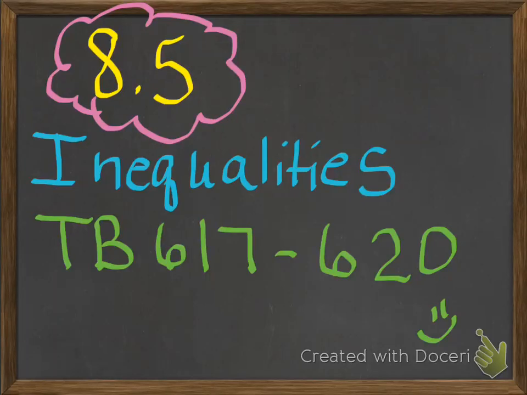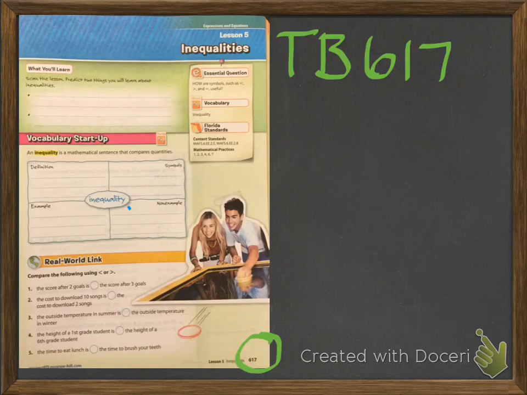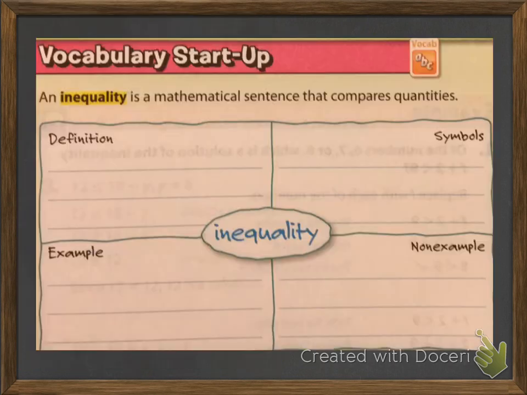Hi, and welcome to Chapter 8, Section 5 on Inequalities. This is going to begin on textbook page 617 and go through textbook page 620. If you look at the top of textbook page 617, you'll see the word inequalities right here, and you will see the two people playing air hockey.